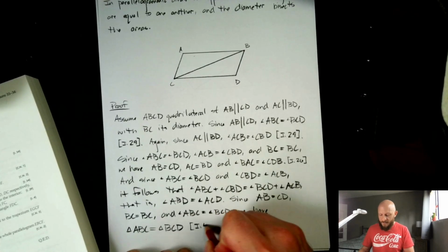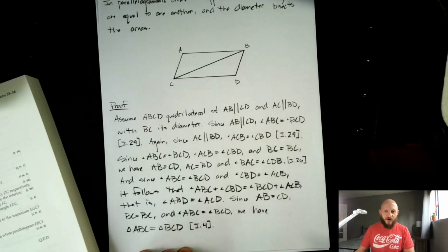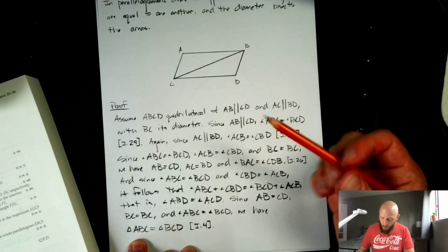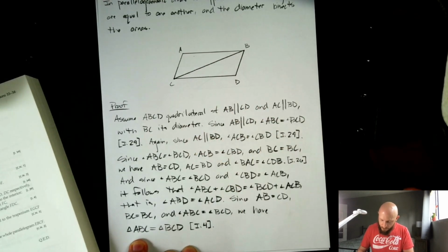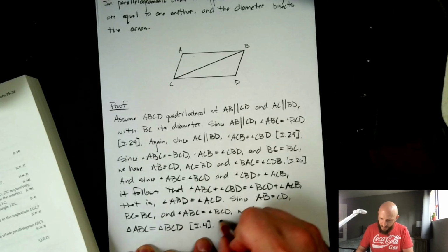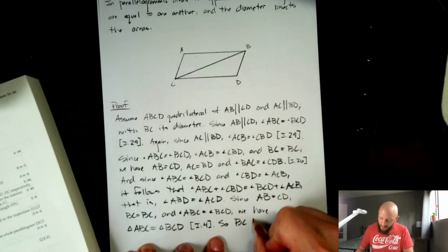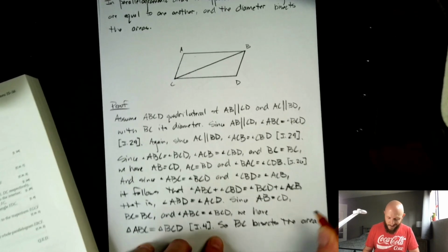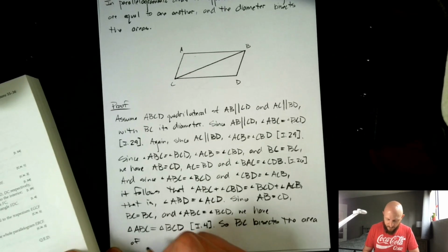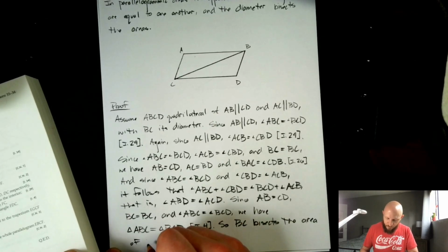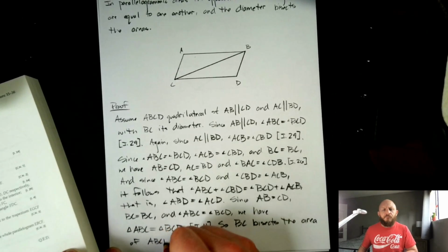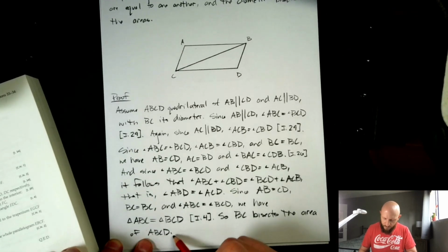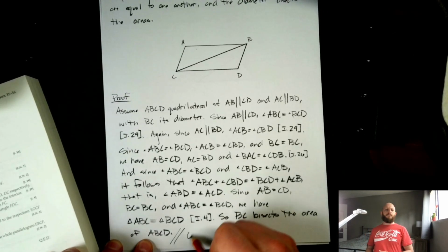And well, what does that mean? ABC plus BCD, those two triangles together make the full quadrilateral ABCD. So BC bisects the area of ABCD. And that's what we needed to prove. QED, therefore, etc.